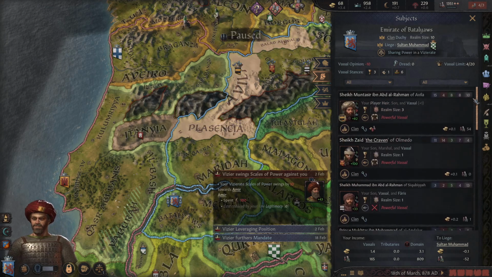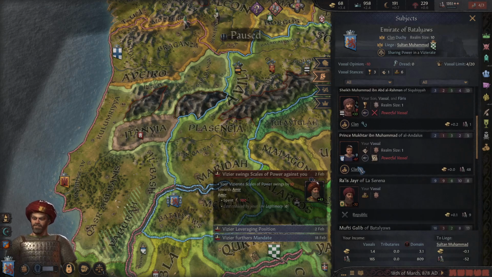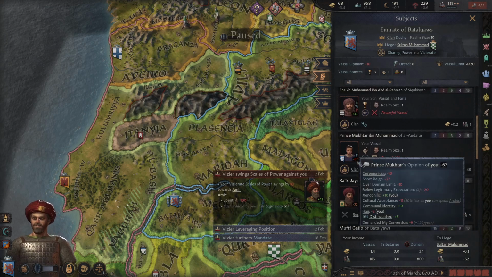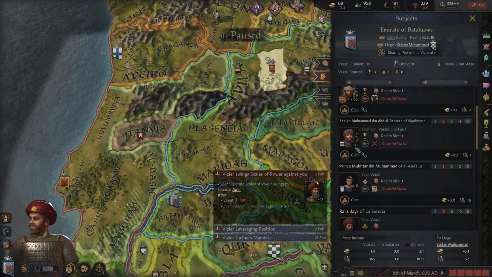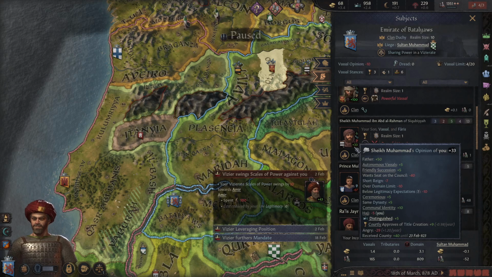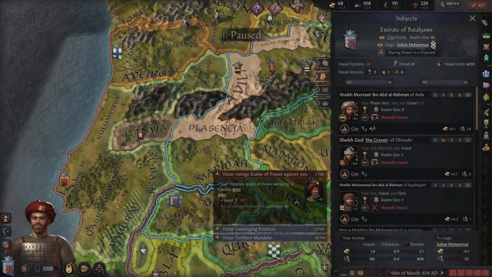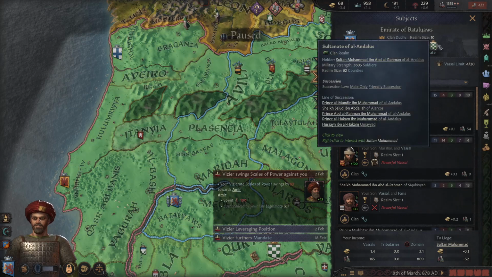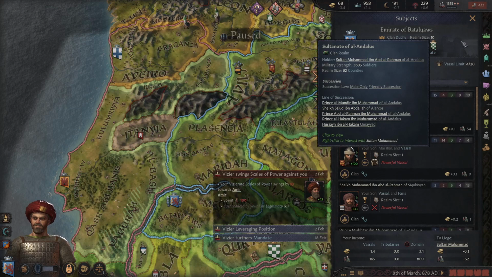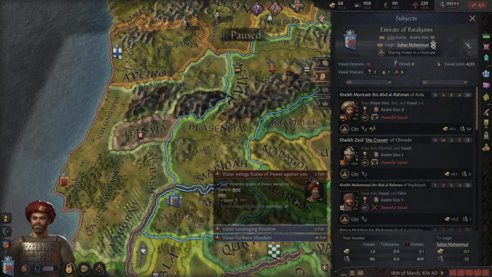have with them. For example, this one is minus 67, which means that this guy hates me, or 33, which means that he's pretty happy with me. And that is it. That is how you check the relationships that you have, and you find out what are your subjects and vassals in Crusader Kings 3.